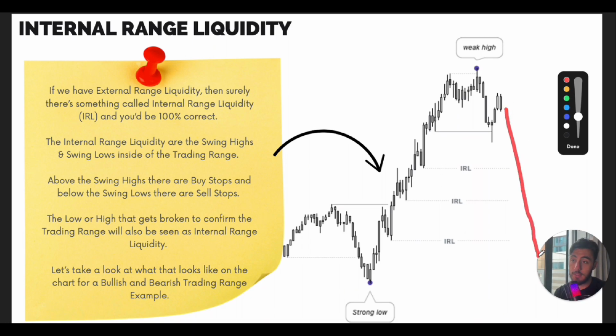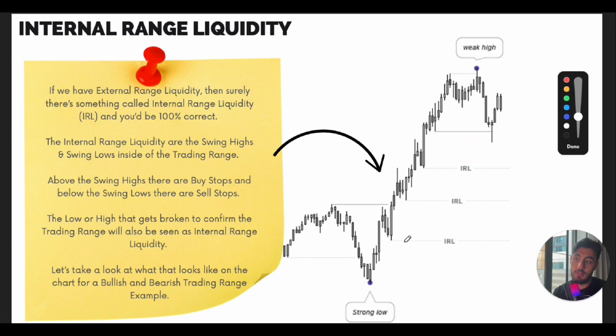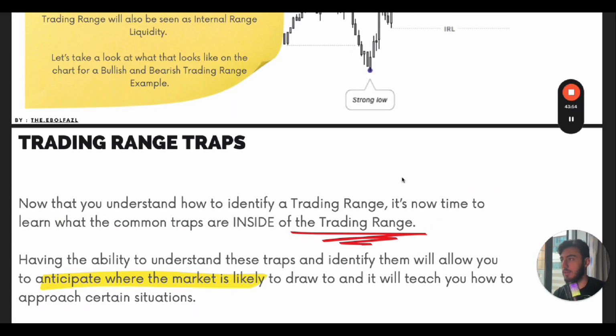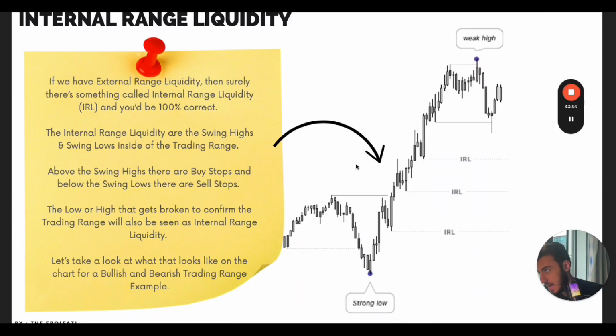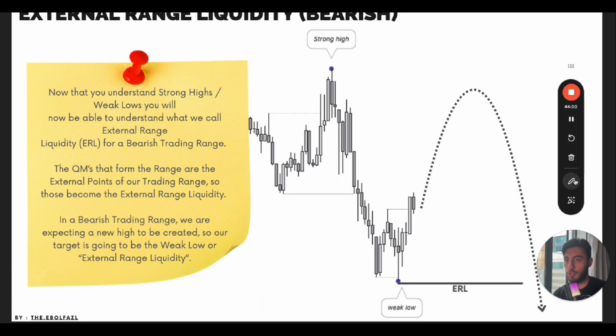Sometimes the market is going to take all of them. Sometimes the market is going to take one of them. Sometimes the market is going to take two of them. So you can say, I'm waiting for price to take all of the internal liquidity then reverse. No, there is going to be the formula that I'm going to teach you at the end of this lesson. So this is going to be the internal liquidity. Now you should understand also in this example, let me just show you in this bearish range, let me just show you the internal liquidity.